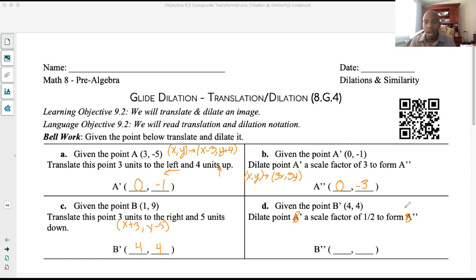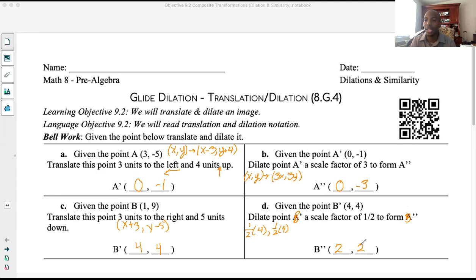Okay, I'm going to multiply B prime by the scale factor of 1/2. What does that look like? That means I'm going to do 1/2 times 4 for the X, and then also 1/2 times 4 for the Y. That's what it's going to look like. So what is 1/2 times 4? Or what is a half of 4? Half of 4 is 2. So our new point is 2 comma 2.